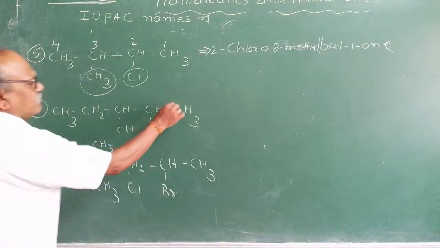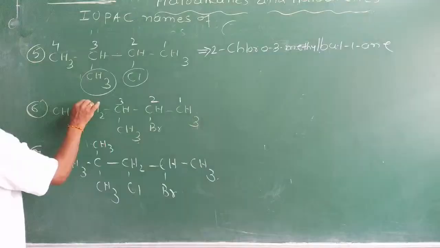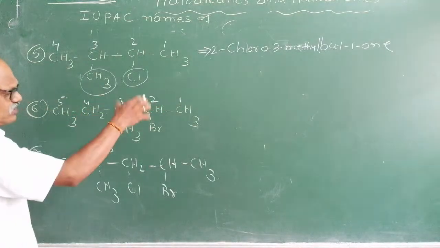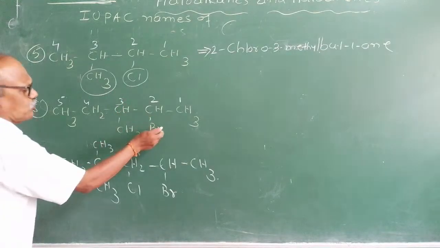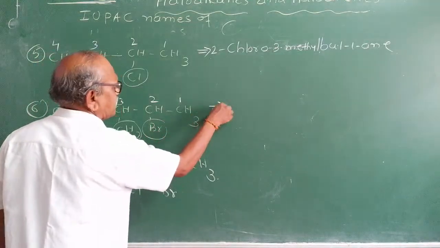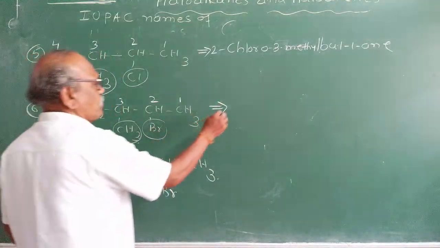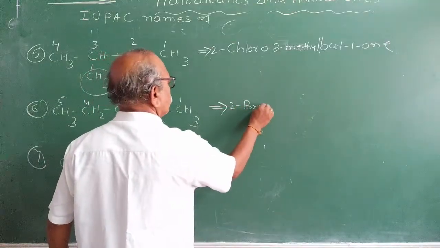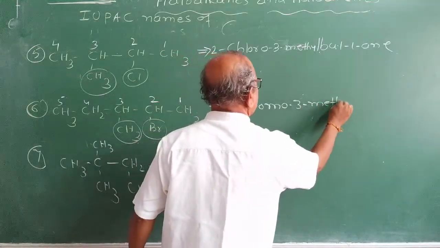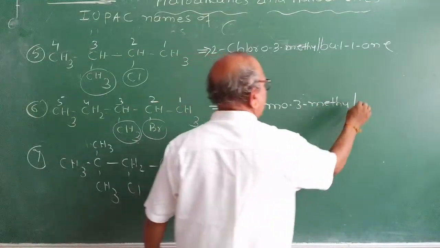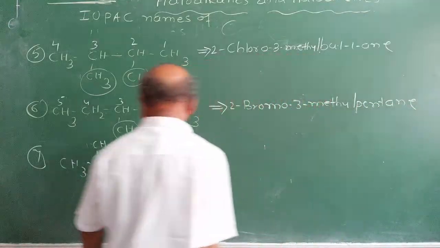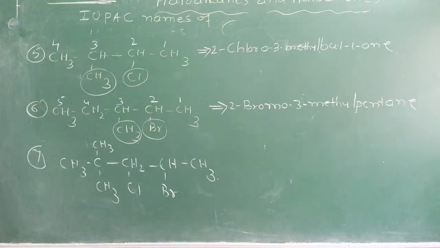Try this one. This time, is numbering from right to left correct or left to right? In the longest chain, wherever the concentration of alkyl and substituent groups is more, you have to number from that end. It's an easy question, you can write it. 2-bromo, 3-methyl pentane.